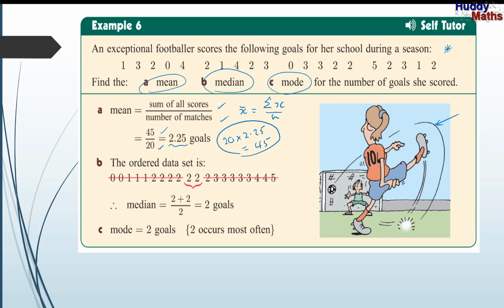So that's why we're trying to say, what's the single score, which if she got on every time she played, would come to the same total. So that's your mean. That single score, which obtained n times, would give the same total.